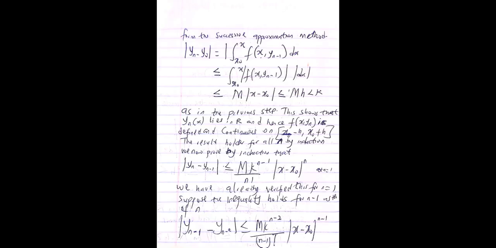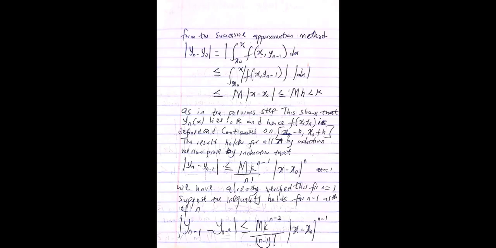So our next step is to show that the inequalities satisfy the induction. We now prove by induction that the absolute value of y of n minus yn of n minus 1 is less than or equal to M K to the power of n minus 1 over n factorial, times the absolute value of s minus s naught to the power of n, at n is equal to 1. And you know that we have already verified that for n is equal to 1.